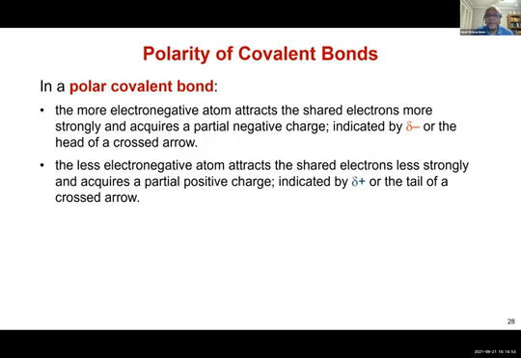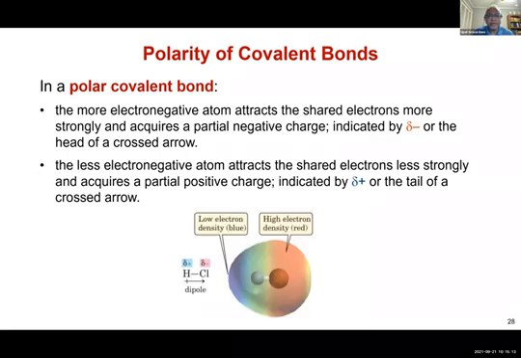The less electronegative atom is losing control of the shared electron. It attracts a little less. It creates a partial positive charge, called delta positive, at the tail of the cross arrow.